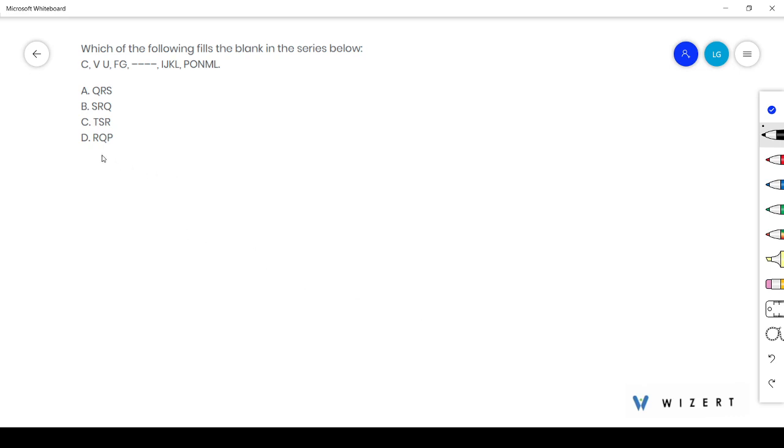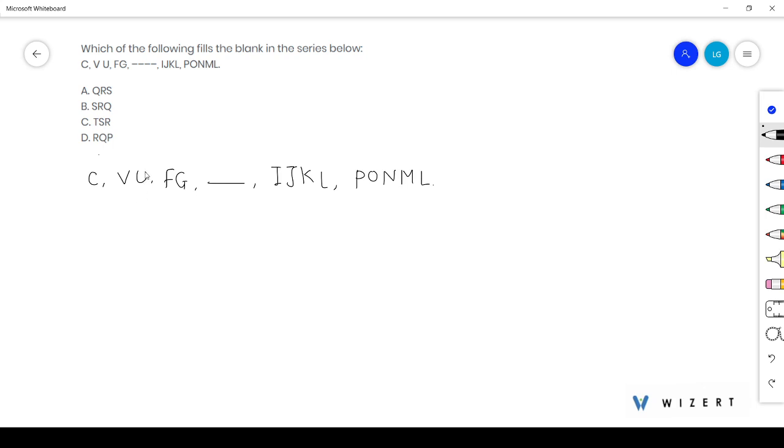Our question is, which of the following fills the blank in the series below? Okay, and we have been given the series C, VU, FG, then we have to find the term here, then IJKL, and then PONML.